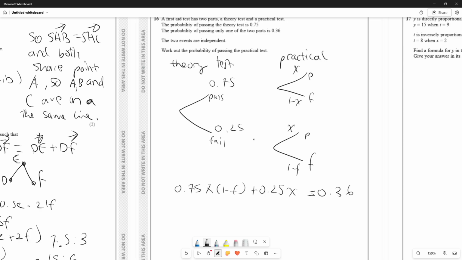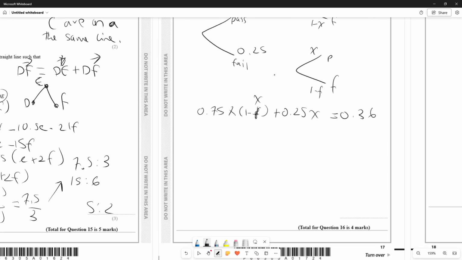Now we can do our expanding. This 1 minus x. Simplifying. There you go. So we have 0.75 minus 0.75x plus 0.25x equals 0.36. Okay.